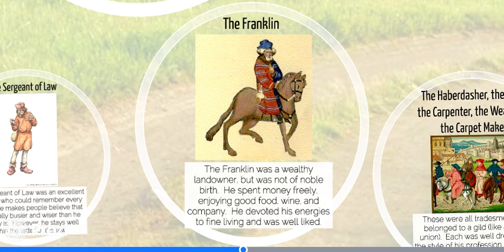Then we have the Franklin. This is a landowner, right? Remember, we talked about the wealthiest of people being landowners, okay? So definitely this guy would have been of noble birth. He definitely spent money freely. He enjoyed good food and wine and good company. He carried around a dagger and a white coin purse that was made out of pure silk.